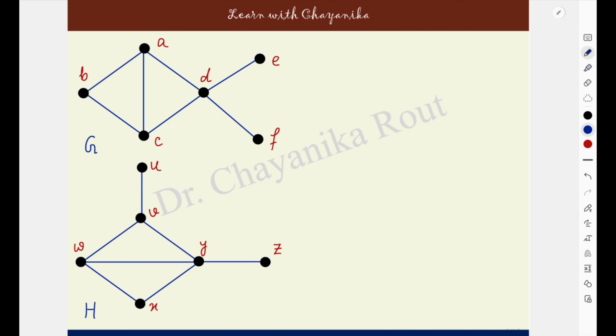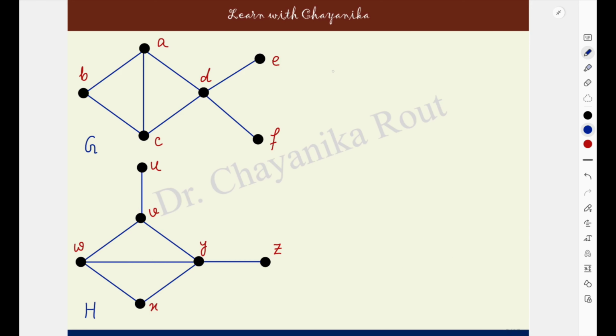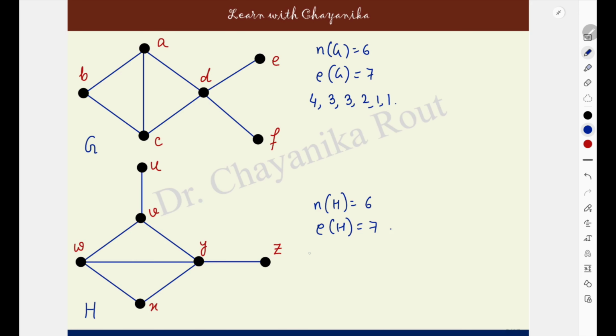Next we have again two graphs G and H. So let's see if they are isomorphic to each other or not. Take a minute, observe the graphs carefully. Before you start redrawing a graph, see if their order is same, check if their size is same, check if the degree sequence is same. Okay, so in the graph G I have 6 vertices and 7 edges. In the graph H I have 6 vertices and 7 edges. The degree sequence of the graph G is 4, 3, 3, 2, 1, 1, and in H it is 4, 3, 3, 2, 1, 1. So they have the same degree sequence as well.